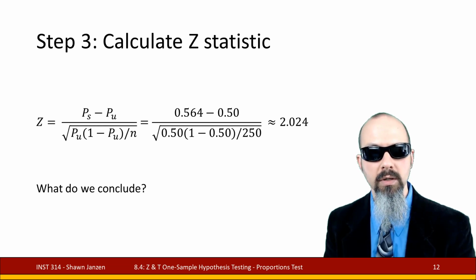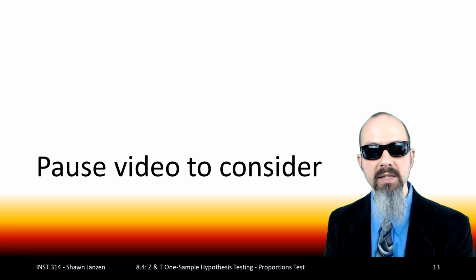What do we conclude? So you have a z-score of 2.024, an alpha of 0.05. What do you think it's going to be? Go ahead and pause the video for a moment. Take your time. I'll wait.